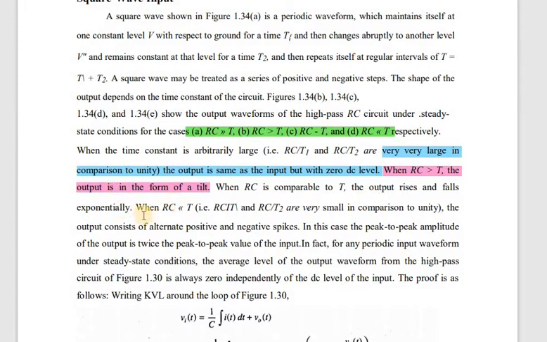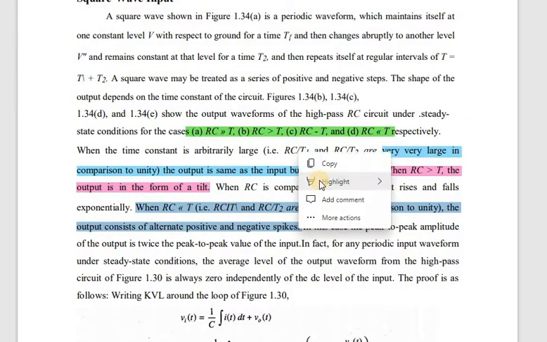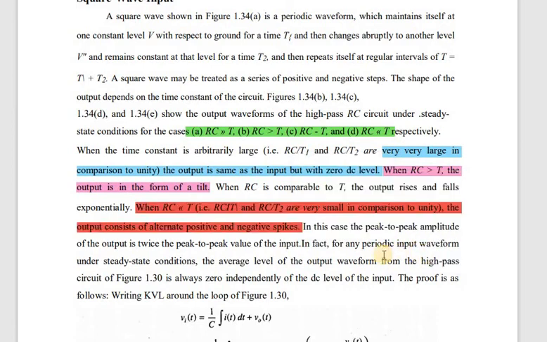Then this is the part of RC less than T. You will be getting small spikes over here. You will have positive and negative pulses moving exponentially. Write these three conditions first. I'll wait for some time.